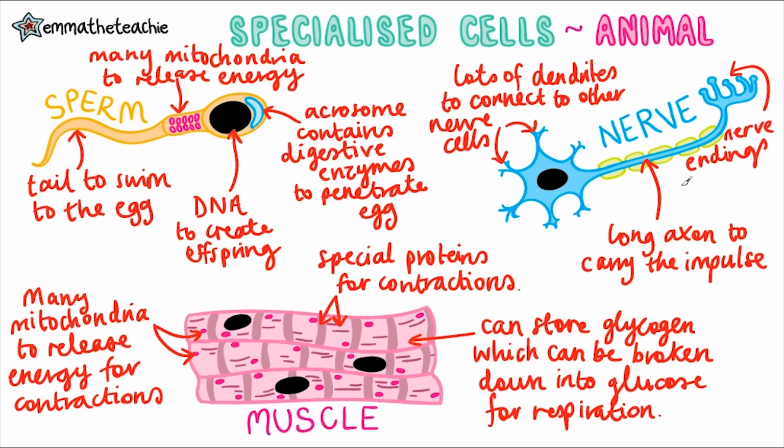And finally, we've got nerve endings. These release chemical messengers that will cause an electrical impulse to be carried in the next nerve cell. So the nerve endings have lots of mitochondria to release the energy needed to make these chemical messengers.